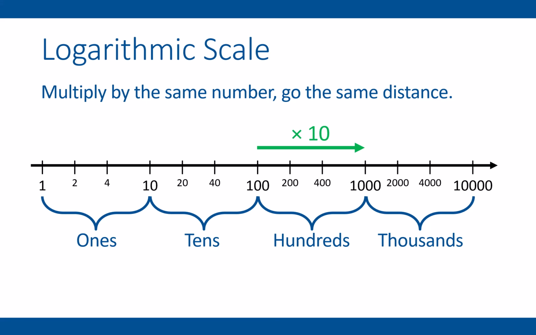We can fill in a few more numbers on our scale and see that multiplying by 10 still moves the same distance across. 400 times 10 takes us to 4,000, and it is still the same distance. That works with other numbers, not just 10. For example, we get from 2 to 10 by multiplying by 5. We also get from 40 to 200 by multiplying by 5, and it is the same distance along the axis.